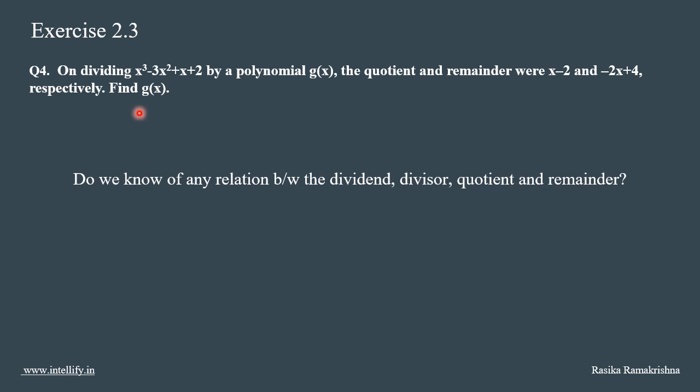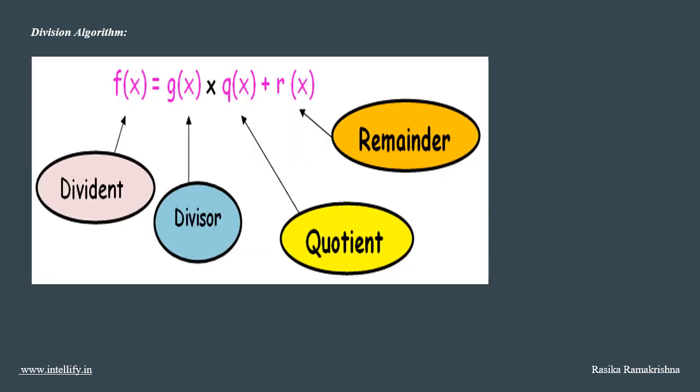So we are given the dividend, quotient and remainder, and we are asked to find the divisor. Do we know any relation between the dividend, divisor, quotient and remainder? Well, you should be screaming the answer right now. The division algorithm, right? We can obviously find the divisor given the dividend, quotient and remainder. In case you're slightly skeptical about it, let's see how we do this.